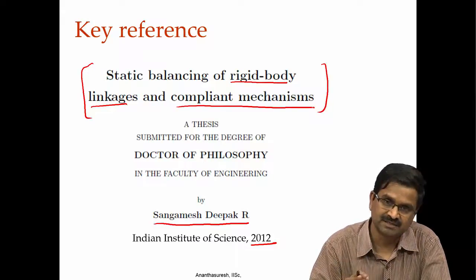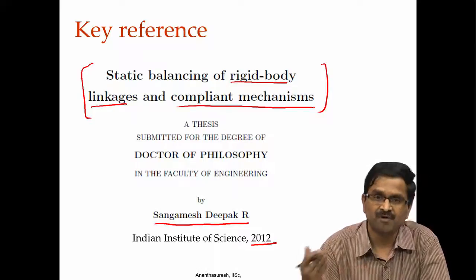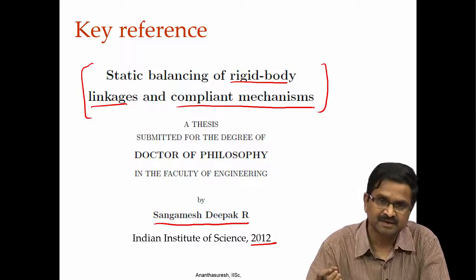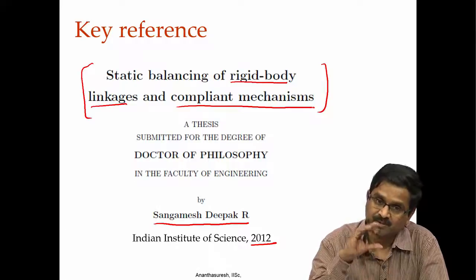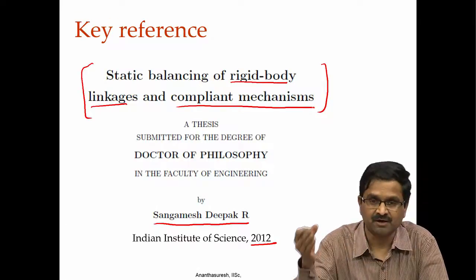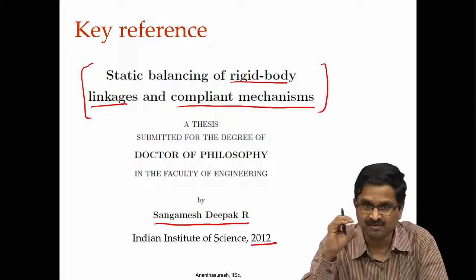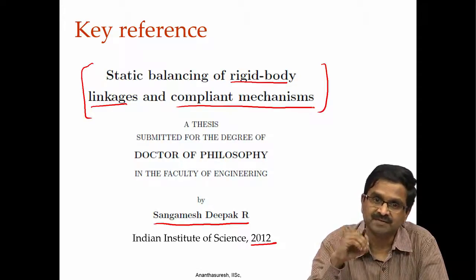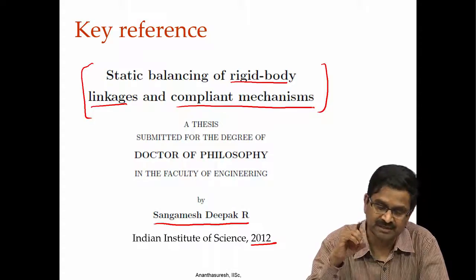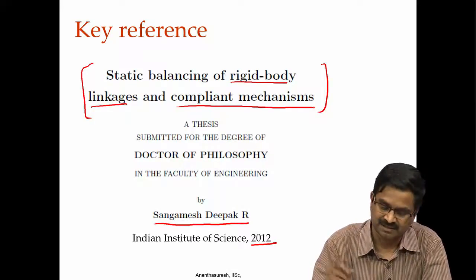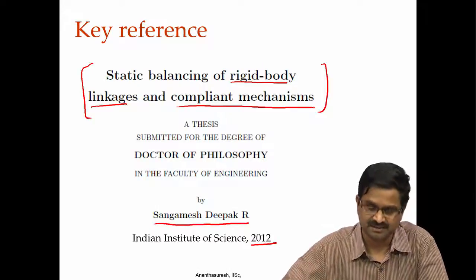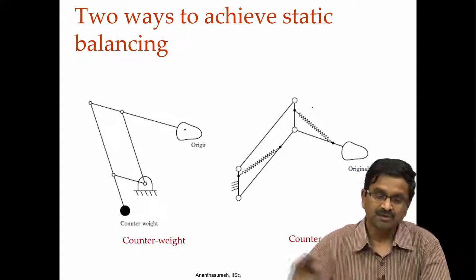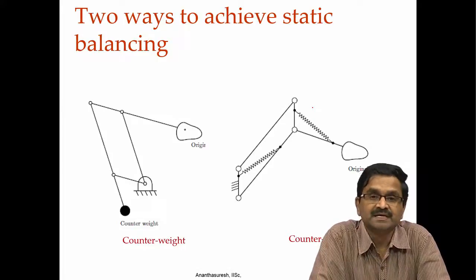Then all the energy that is given to the compliant mechanism will be available at the output, just like rigid body linkages that do not have any friction in their joints. Then they are also perfect in terms of providing all the input energy at the output. In compliant mechanisms, there is always a cut: part of the energy is stored as strain energy inside the mechanism. Now we want to avoid that, that is why we want to do static balancing, that is what this PhD thesis considered. So, there are two ways to achieve static balancing of linkages in general.